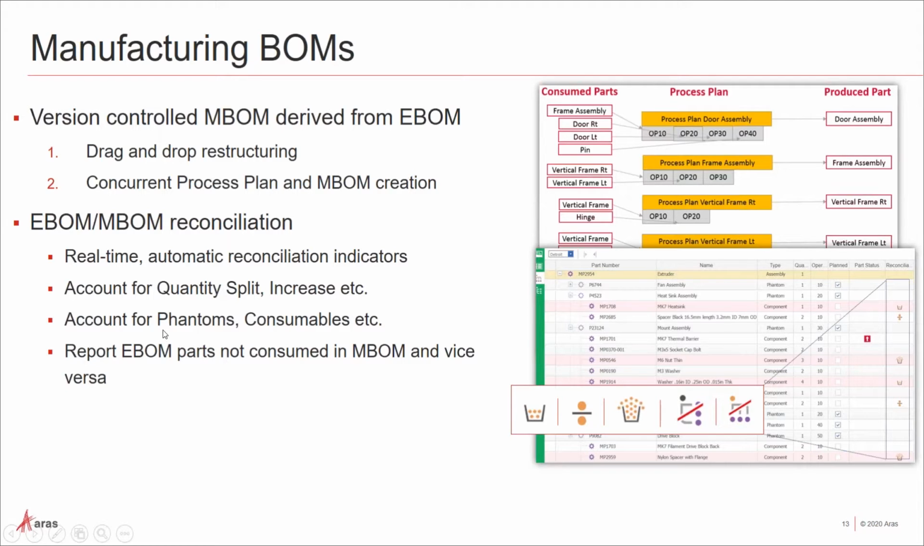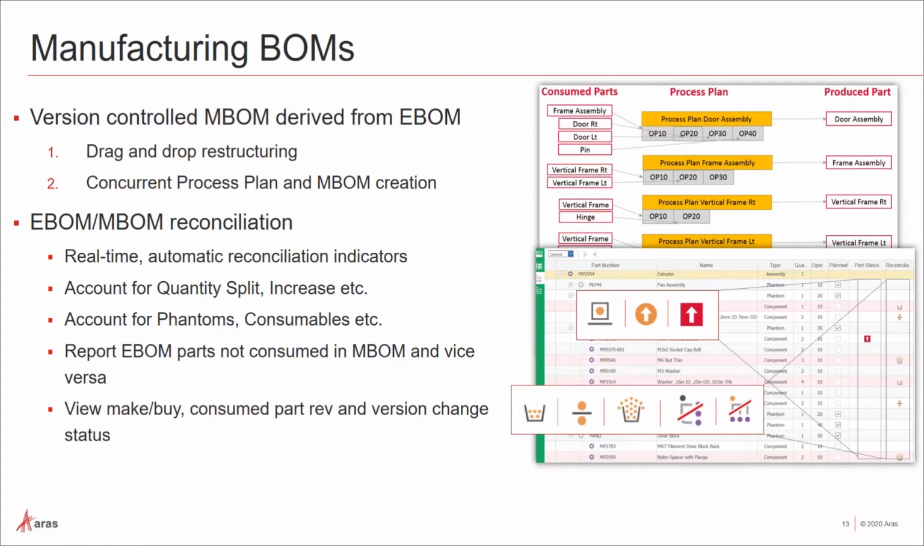And you can, of course, create phantoms and consumables, because there are parts in the MBOM that don't necessarily exist in the engineering bill of materials. So they could be MBOM-only parts. They could be a phantom assembly, which isn't going to actually be put on the shelf and sold, but might be used as an interim. And you can also view the make-buy status, the revision of the parts, and version change status.